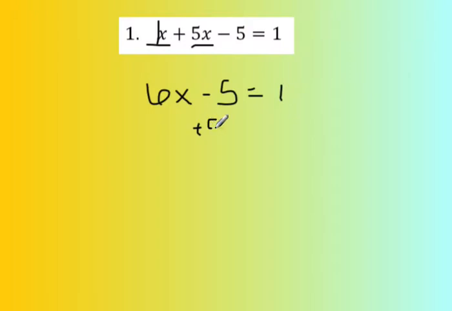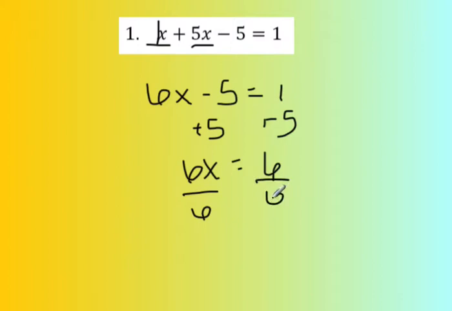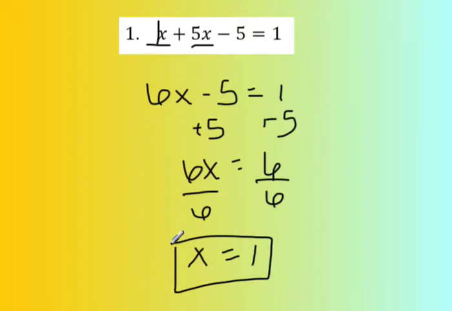So since it's a minus 5, I'm going to go ahead and add 5 to both sides to cancel that constant. Well, that's going to leave me 6x, and then 1 plus 5 is going to give me 6. So 6 times x, the 6 is being multiplied by the x, so I'm going to go ahead and divide both sides by 6. So 6 divided by 6 is 1. So here I get that x is equal to 1.